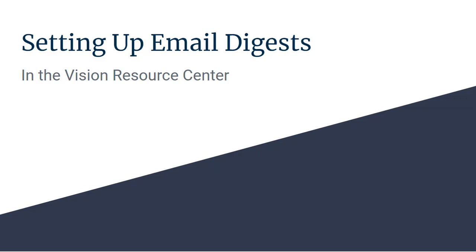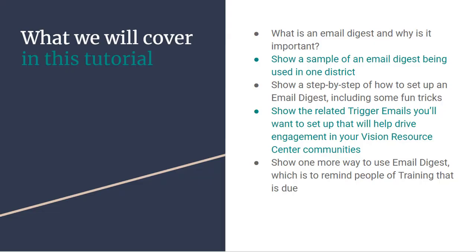This is a video tutorial about setting up email digests in the Vision Resource Center. This video tutorial will cover the following. What is an email digest and why is it important? We'll show a sample of an email digest being used in one district. We'll show a step-by-step of how to set up an email digest, including some fun tricks. We'll show the related trigger emails you'll want to set up that will help drive engagement in your Vision Resource Center communities. And we'll show one more way to use Email Digest, which is to remind people of training that is due.